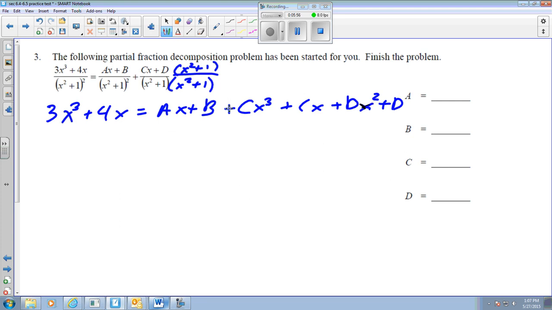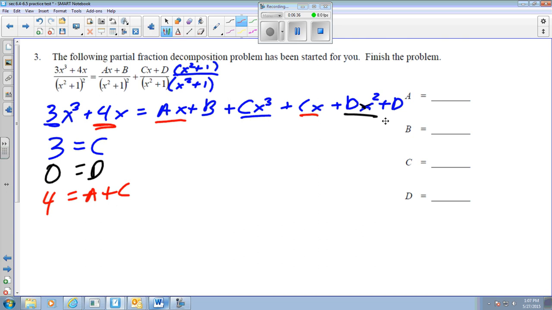Now let's make our equations with that. We have one cube term, and so we know that 3, my cube coefficient, has to equal c. We know that we have a squared term, and so we know that 0, which is our squared term over here, has to be equal to d, which is the coefficient on my x squared term. Then let's go to the x terms. We have an ax and we have a cx for x terms. So I'm going to say 4, the coefficient in front of x, is equal to a plus c. And my last term is d, which is by itself right there, has to be equal to d plus b. Almost forgot about that guy.